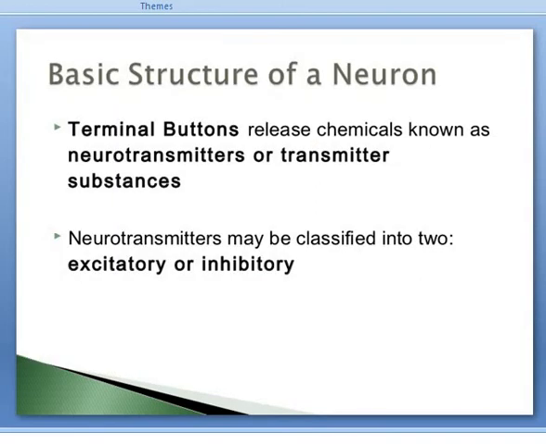Here, in the basic structure of a neuron, the terminal button releases chemicals known as neurotransmitter substances, and neurotransmitters may be classified into two types: excitatory or inhibitory. It could be excitatory or inhibitory.